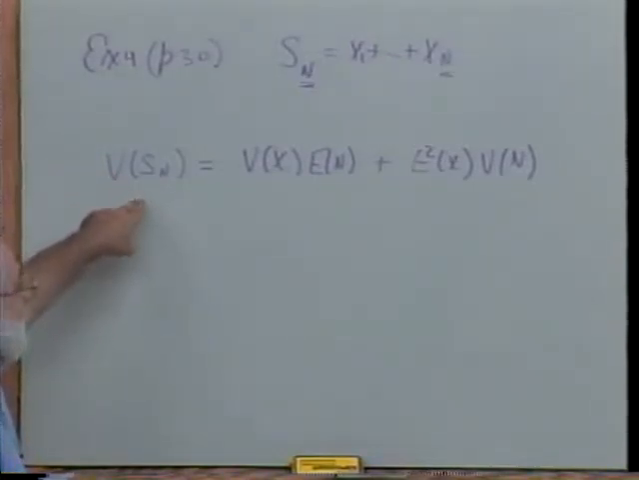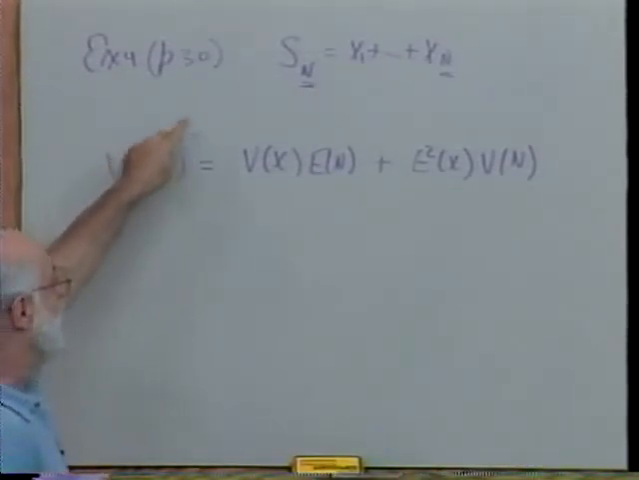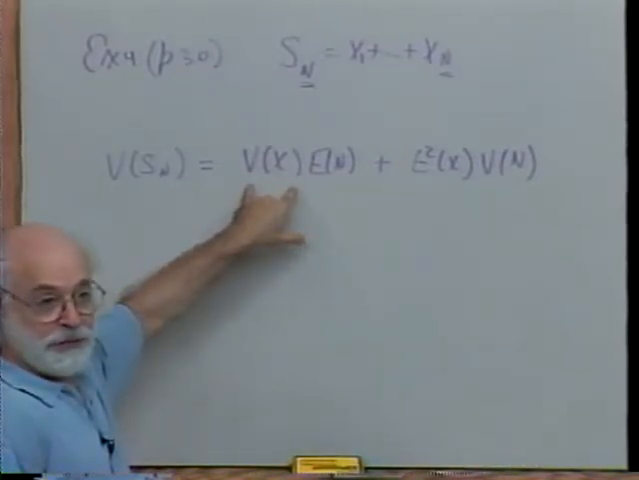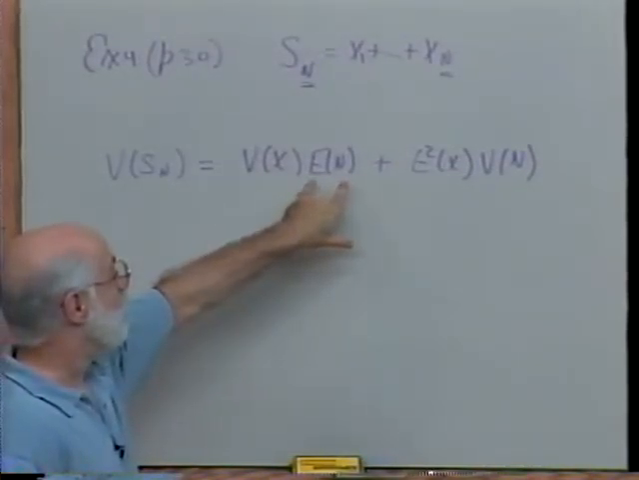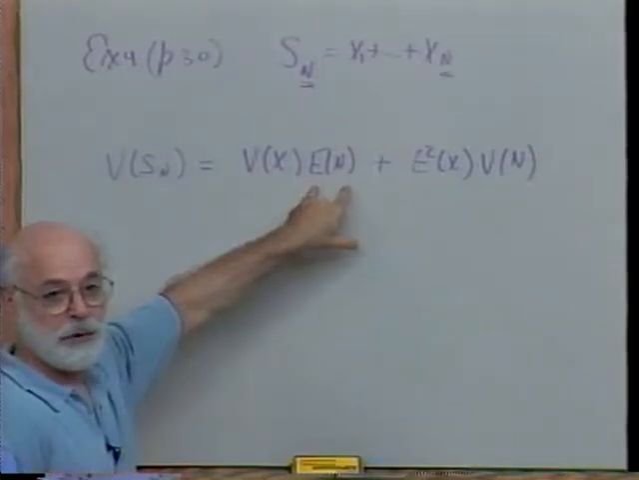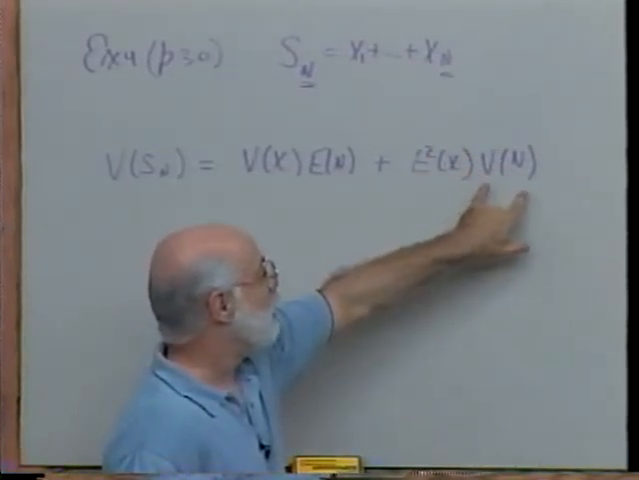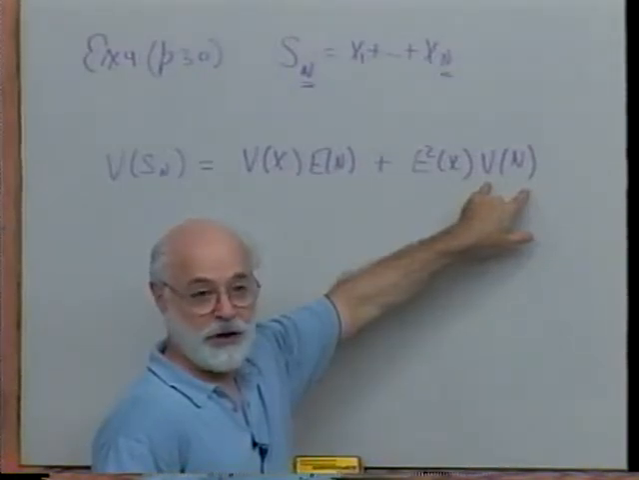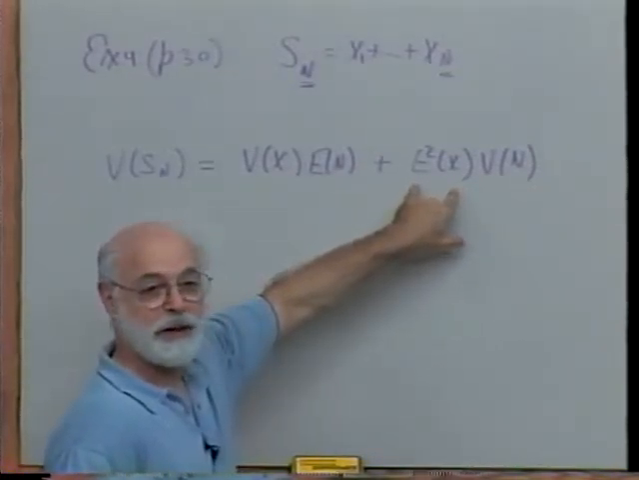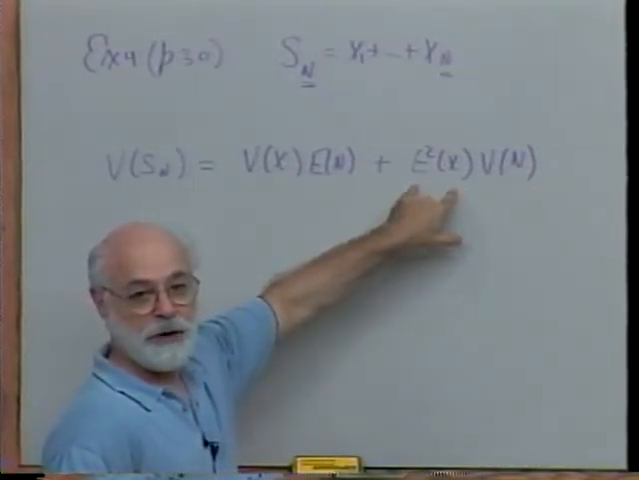So the variance of this compound sum is equal to the variance of each term times the average or expected number of terms. But then over here we have another term, which is the variance of the number of terms in the sum times the square of the expected value of the individual terms.